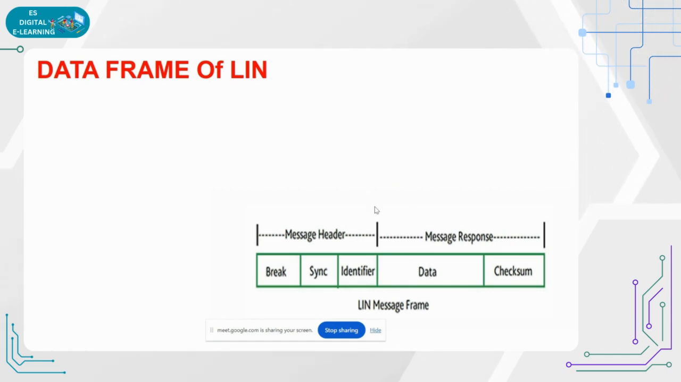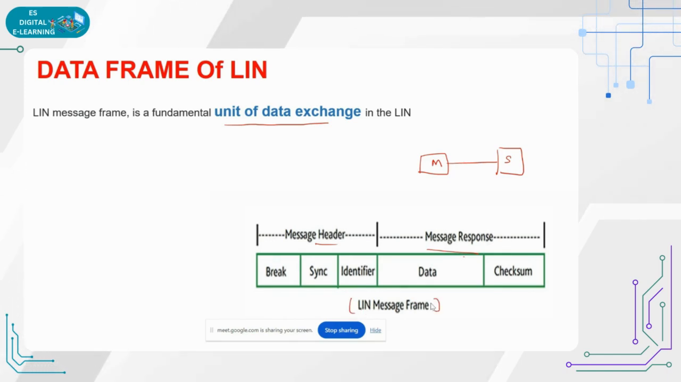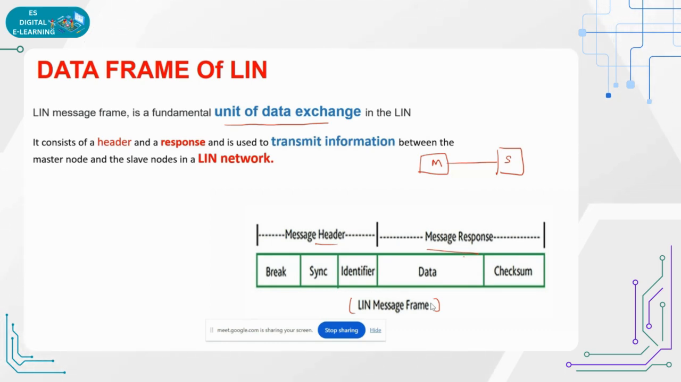Okay, so this is a frame, and we need to consider the header and the response. The LIN frame is the fundamental unit for data exchange, meaning whatever data the master and slave transfer should follow this frame format. Moreover, it contains the header and response. With that only, the master and slave exchange the information. Okay, so the transmitting and receiving of information can happen from master to slave.